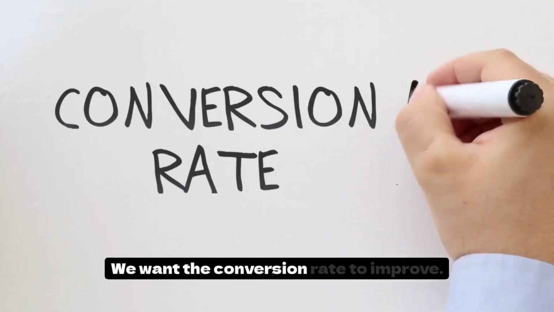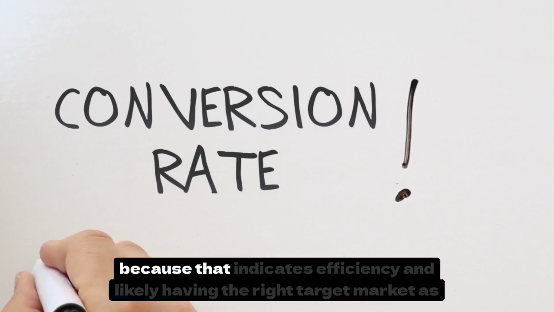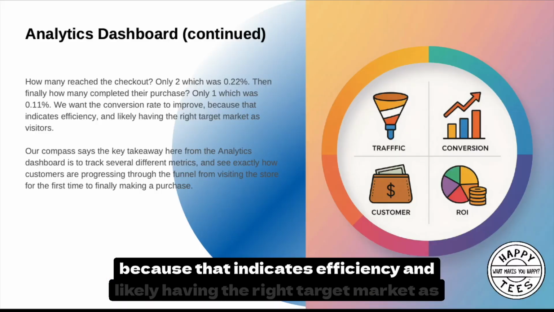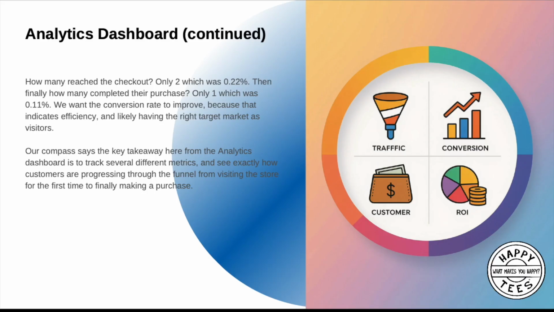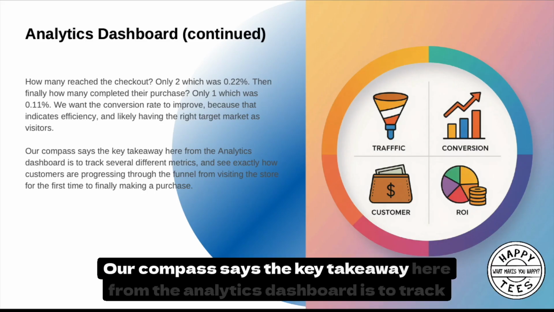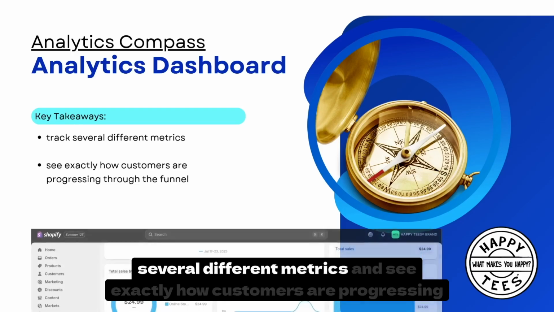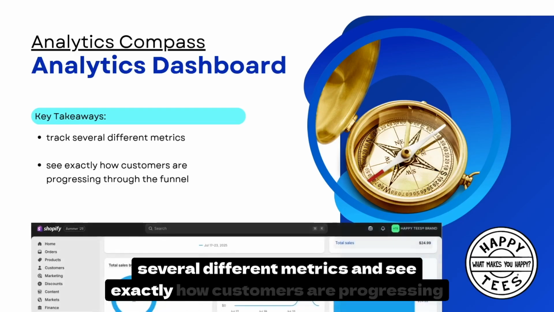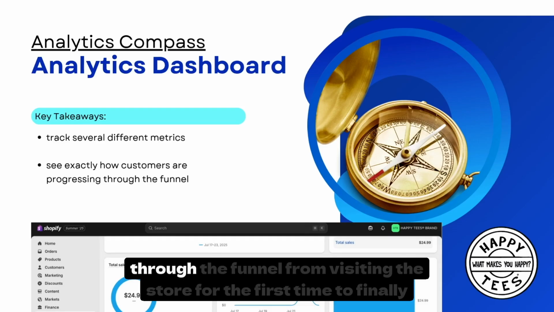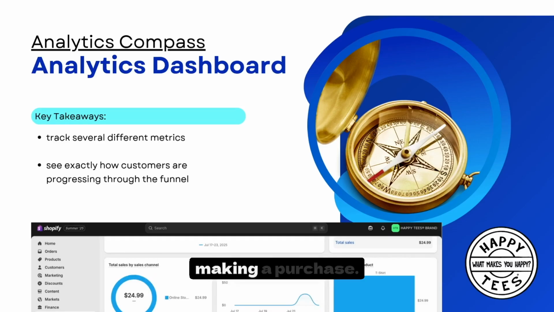We want the conversion rate to improve because that indicates efficiency and likely having the right target market as visitors. Our compass says the key takeaway here from the analytics dashboard is to track several different metrics and see exactly how customers are progressing through the funnel, from visiting the store for the first time to finally making a purchase.